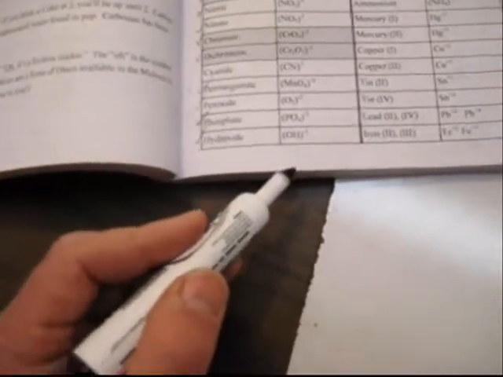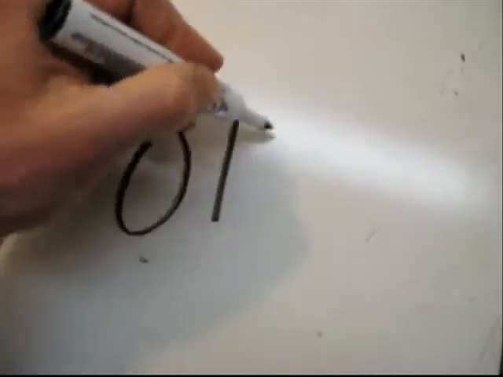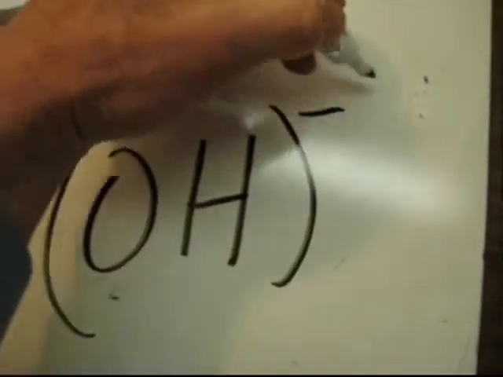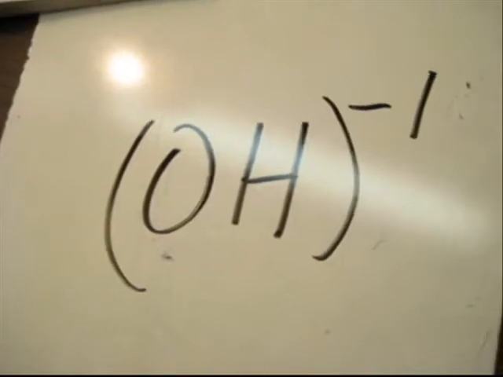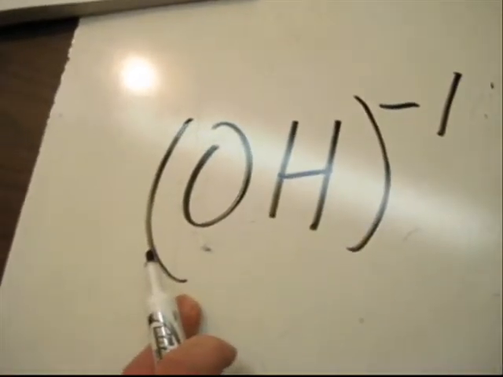We're almost to the bottom here. The last one is hydroxide. Now, this one doesn't quite follow those nice -ate and -ide rules that we had earlier. Hydroxide is OH minus 1. So OH minus 1 is hydroxide.